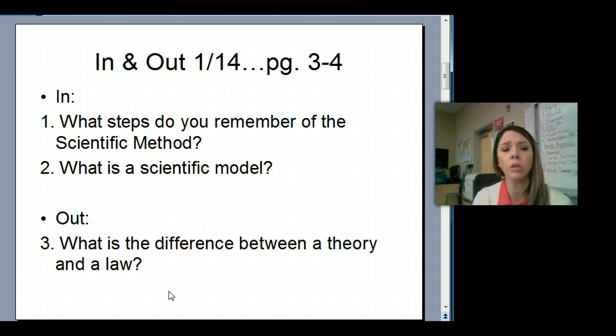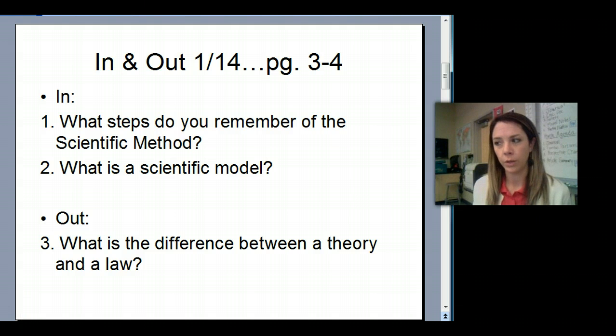I ask that all students have a science-only notebook. Sorry, I stopped recording because I wanted to go get a notebook.